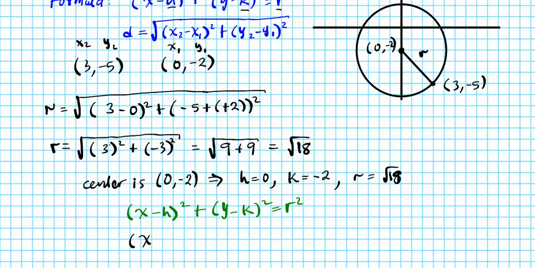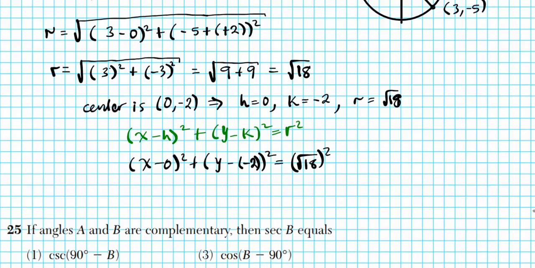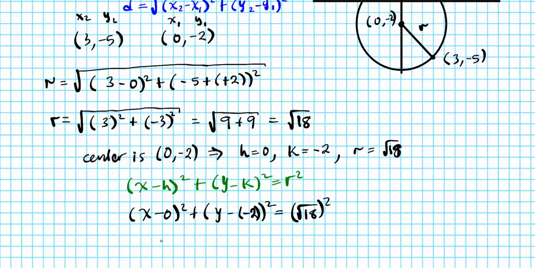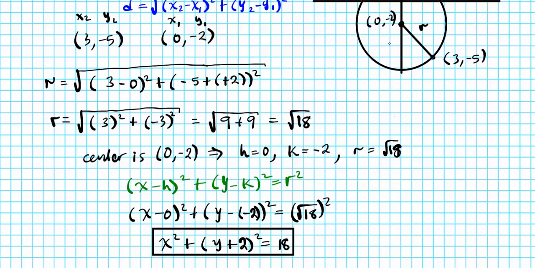Okay, so we have x minus h, 0, squared plus y minus k. You want to be careful here because you have two minuses: minus, minus, squared, equals the radius, which is root 18 squared. If we simplify this a little bit, x minus 0 is just x, so we have x squared plus y minus times minus is plus 2, quantity squared. If you square the square root, they cancel each other out, so you're left with 18 as the square of your radius. Okay, so this is the equation of the circle with center 0, -2 going through 3, -5.